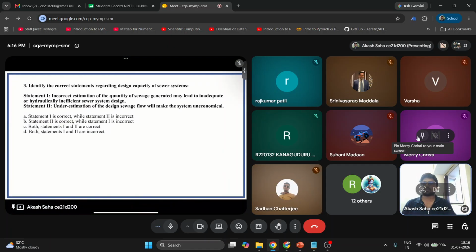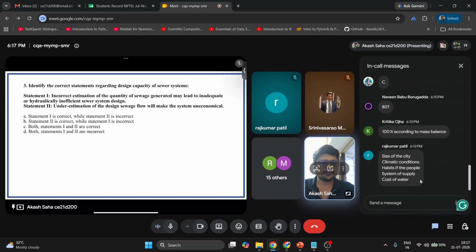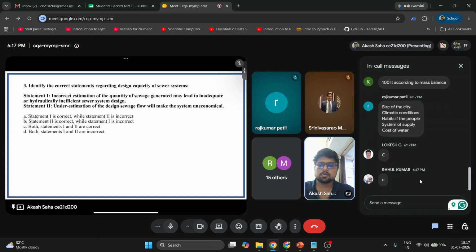Identify the correct statements regarding the design capacity of sewer systems. Statement 1: Incorrect estimation of quantity of sewage generated may lead to inadequate or hydraulically inefficient sewer system design. Statement 2: Underestimation of design sewage flow will make the system uneconomical. Which of the options is correct? Please put your answers in the chat box. C. Okay.